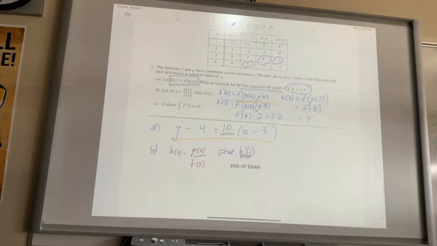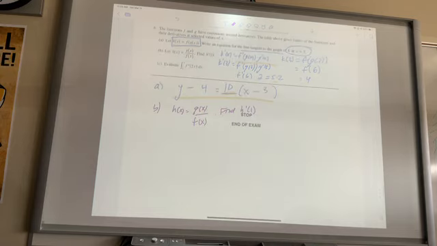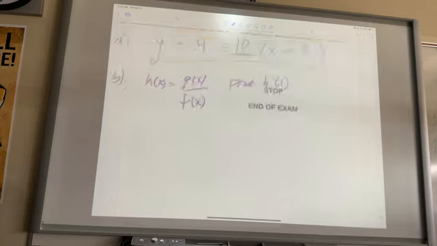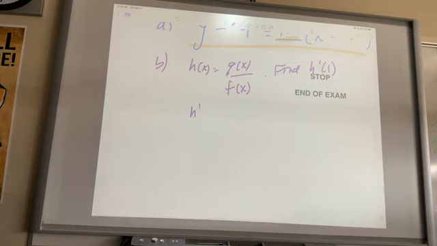Okay. Guys, now there's a new function called H, and H is G divided by F. So to find the derivative of this, what rule do I have to use? Quotient. Let's go. I forgot it was quotient. No, we got this. All right.